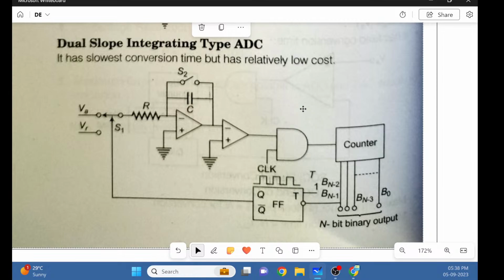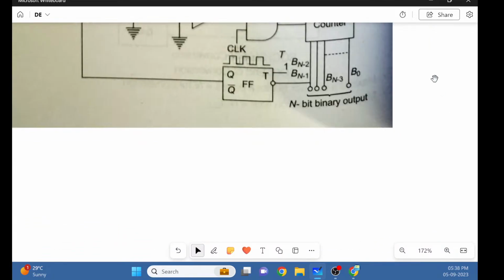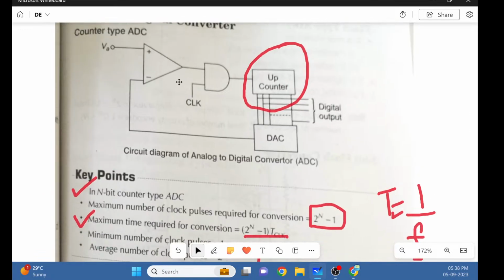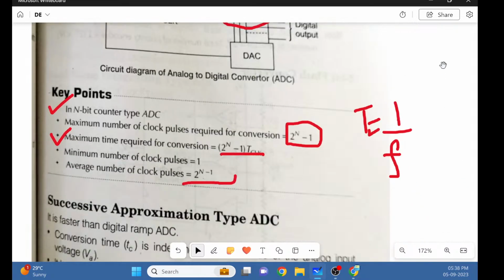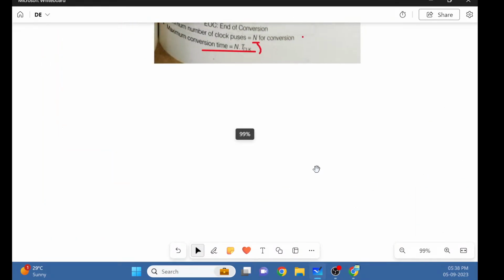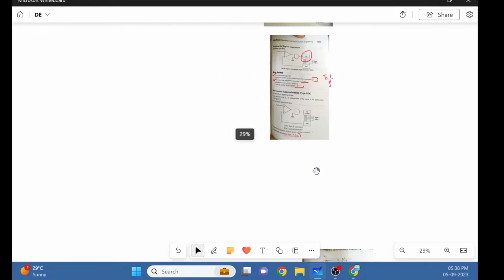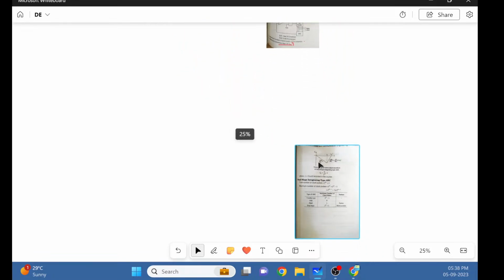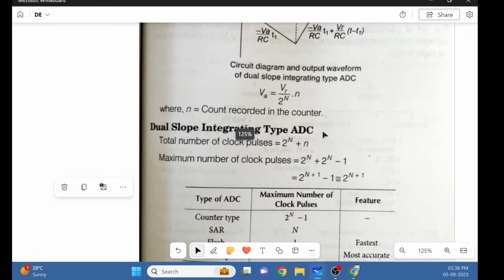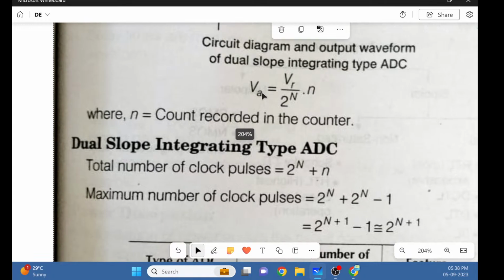Okay. Now we can see the next type, which is also called the dual slope integrating type analog to digital converter. Now in here you have to know the formula. Where's the formula? One second. Yes, the formula is over here. I will just show you the formula. Yes, this is the formula that you need to know.